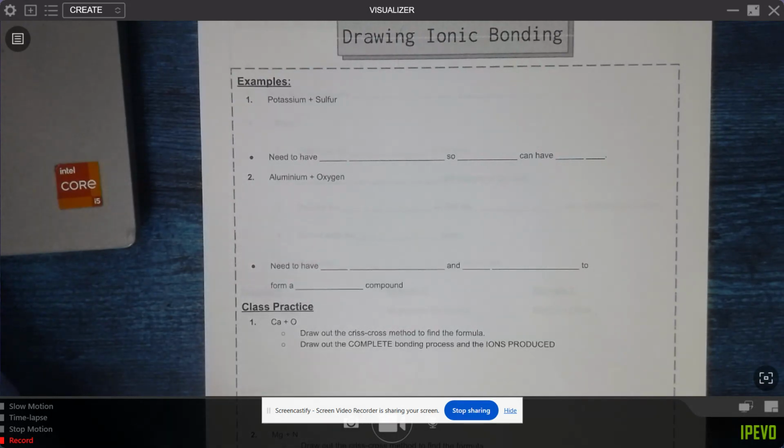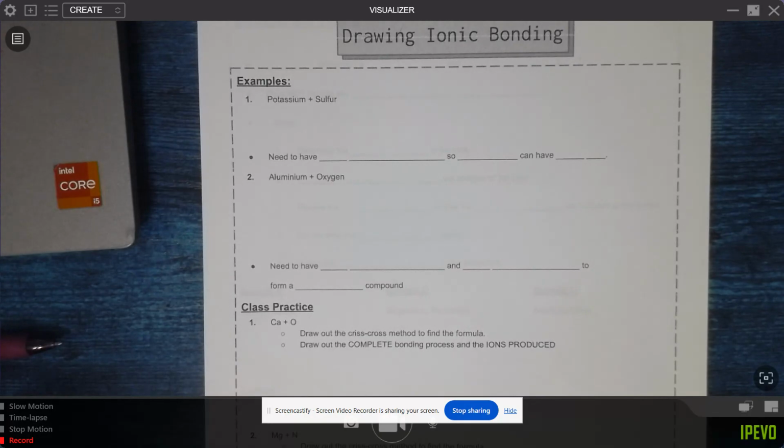nonmetals. And in class, we talked about how ionic compounds are made up of a metal and a nonmetal. And the bonding that takes place is a little bit different than what we're used to for covalent bonding. Okay, so just a recap from yesterday, the metal is always going to be the first element, and it's always going to give away its electrons to the nonmetal.